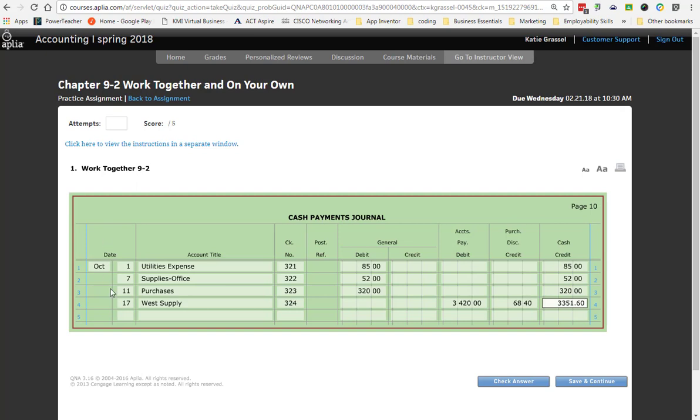The 19th. Paid cash on account to Quill Forest Products covering purchase invoice 182 for $4,380. No discount was offered. So the date is the 19th. I'm going to put in Quill Forest Products, check number 325. Go all the way to your accounts payable column, put in the amount of the original invoice, which is $4,380. It said there's no discount, so the same amount, $4,380, goes in cash credit.